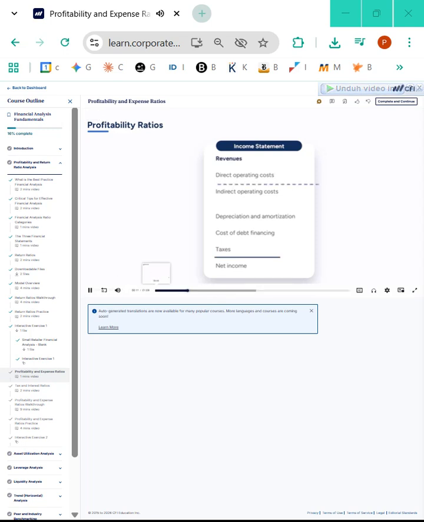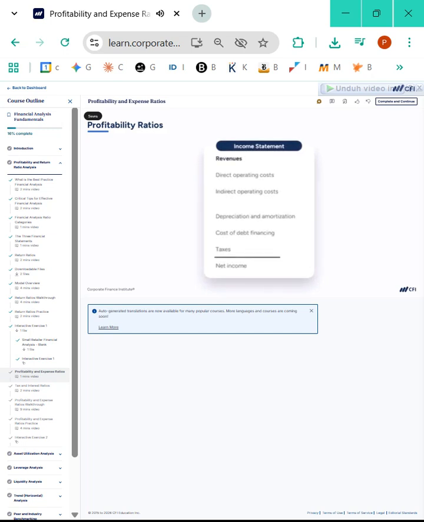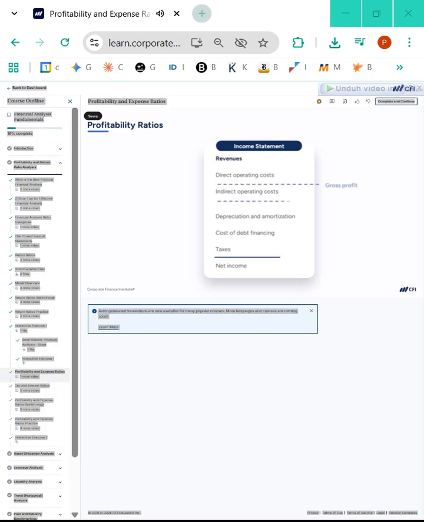Like gross profit. Now let's look at profitability ratios and something we call vertical analysis. Profitability ratios take different profit metrics from the income statement, like gross profit, EBITDA, EBIT, net income, and so on, and divide each by revenue, which is why we call it vertical analysis. Everything is being compared to the top line revenue number.